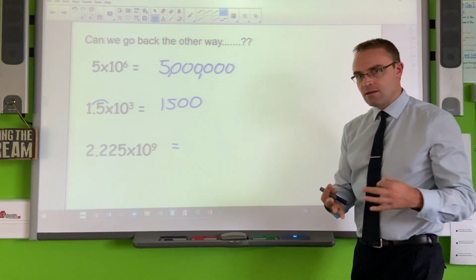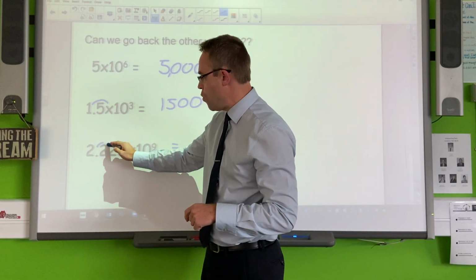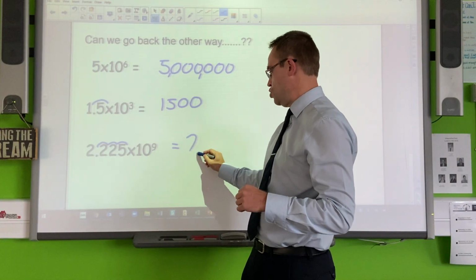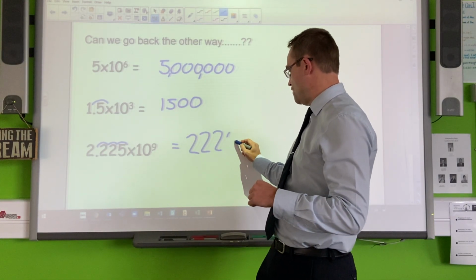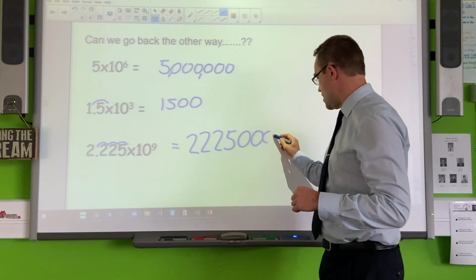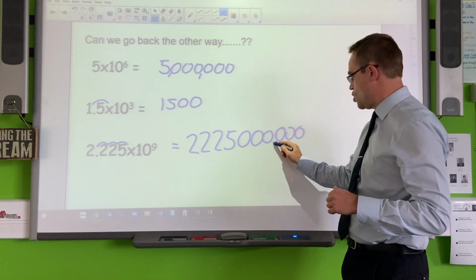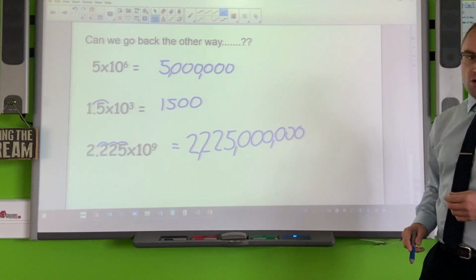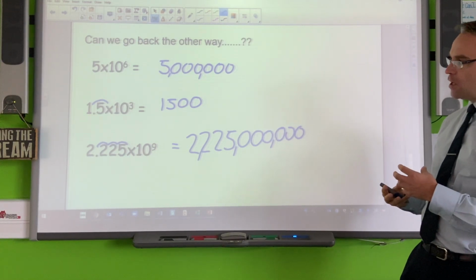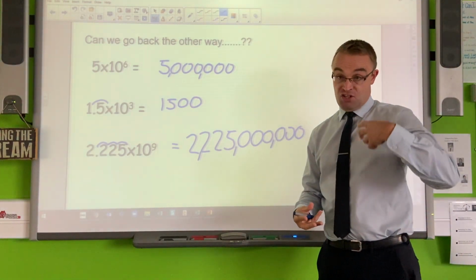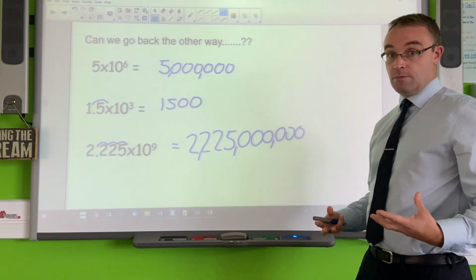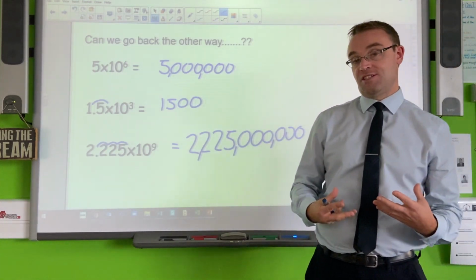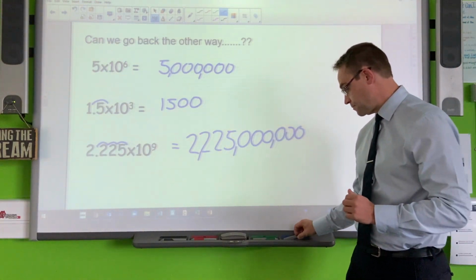So we've got 3 decimal places before we get to the end of the number, 1, 2, 3, leaving me only 6 more zeros. So 2, 2, 2, 5, then 1, 2, 3, 4, 5, 6 zeros. Comma, comma, comma. Okay, 2.225 billion. So it's really, really important that when we're working back the other way, just like we did going from large numbers to standard form, we actually count those decimal places and we don't just put zeros at the end of the number.